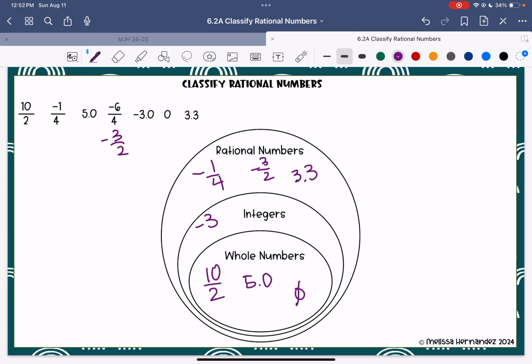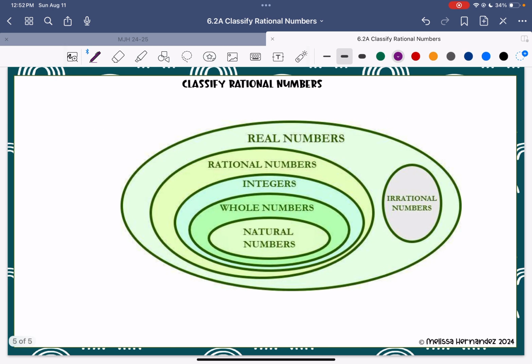Now I want to show you a Venn diagram of what you're heading towards. This is what you end up with in 8th grade. In 7th grade, we would have the rational numbers, integers, whole numbers, and then we add the natural numbers. In 8th grade, we do all the rational numbers, but then we're going to add irrational. So this is just where you're going.